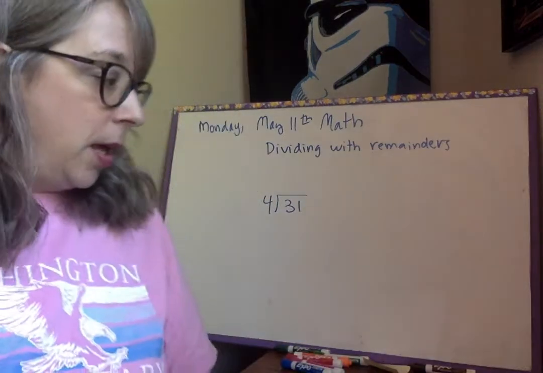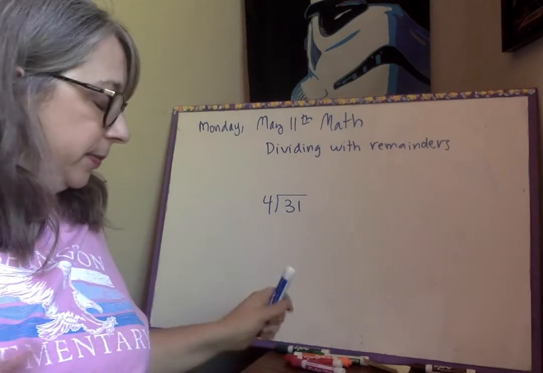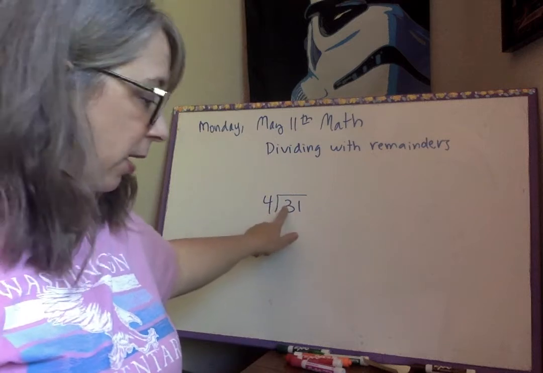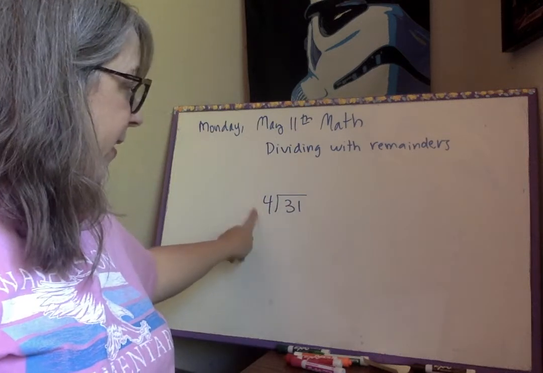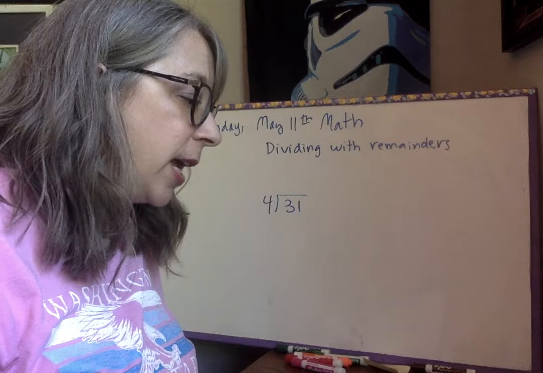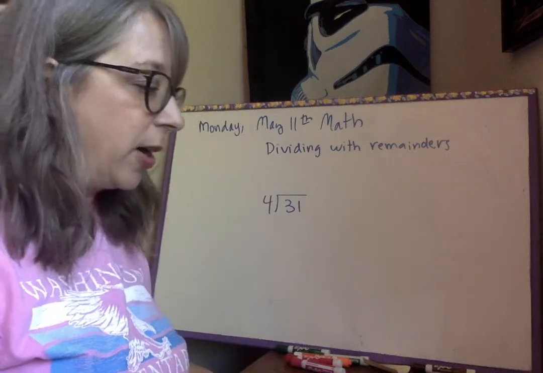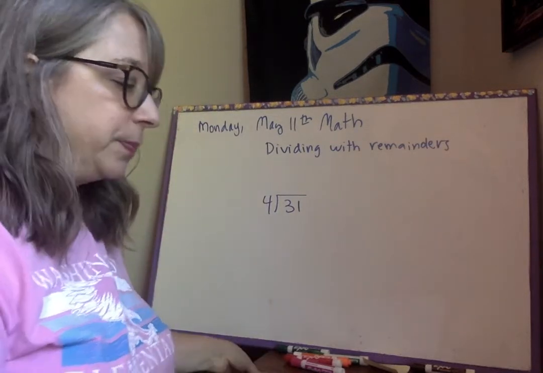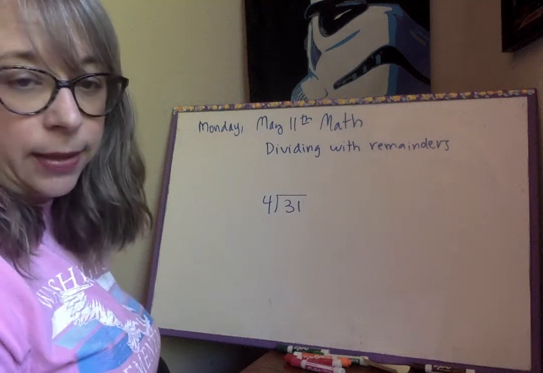Here we go. All right, so remember, this is called the dividend. This is called the divisor, and the quotient is our answer. So, let's just get to it.